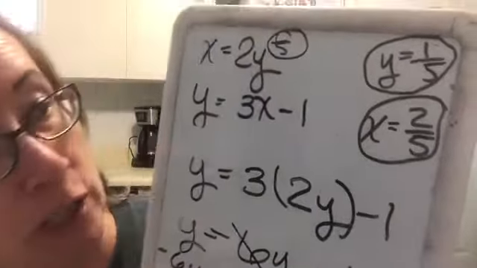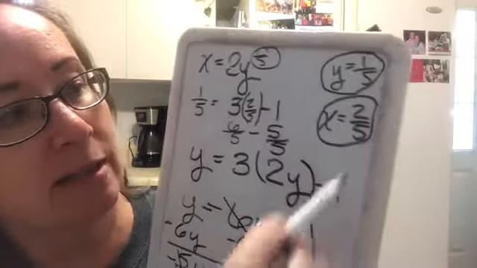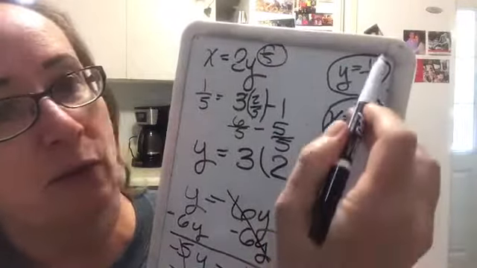Okay, so I have right here 3 times 2/5 is 6/5. So I have 6/5. Take away 1, but remember that 1 is 5/5, getting a common denominator. And 6/5 take away 5/5 is 1/5. And that's what it's supposed to equal. Therefore, our equation is solved and checked, and our solution is 2/5, 1/5.